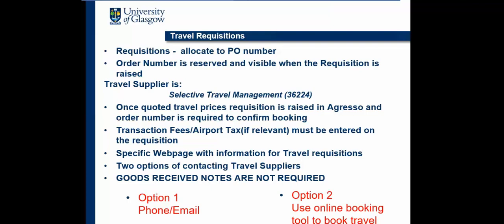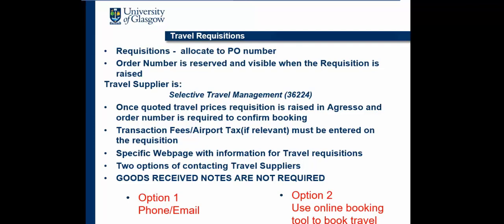So there's a specific screen that, when you save your requisition, will allocate you a purchase order number. That purchase order number is the one you can quote to the travel supplier to go ahead and make your travel booking. Our travel supplier is Selective Travel Management. Whenever you contact them, they'll quote you the prices of the travel, and then you raise a requisition to get the order number so you can confirm the booking.